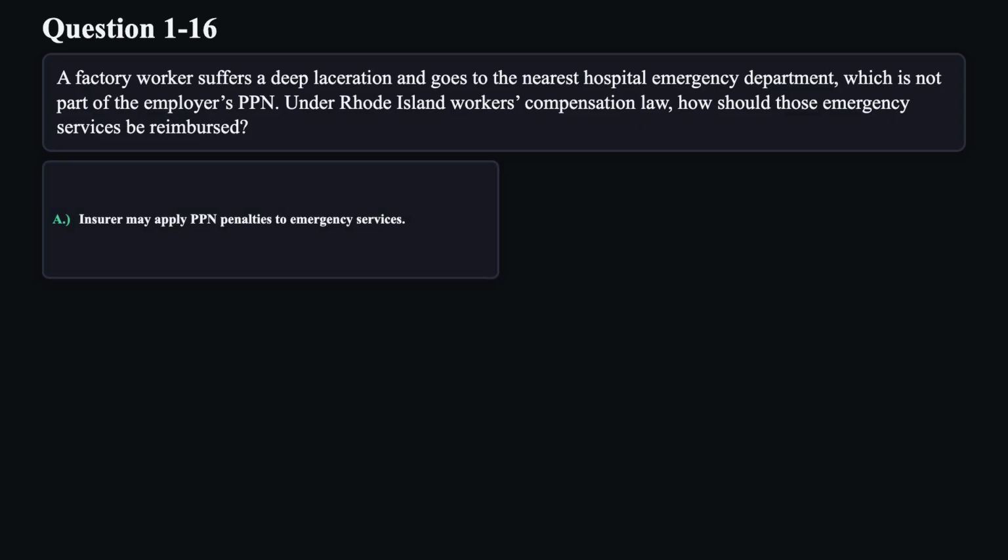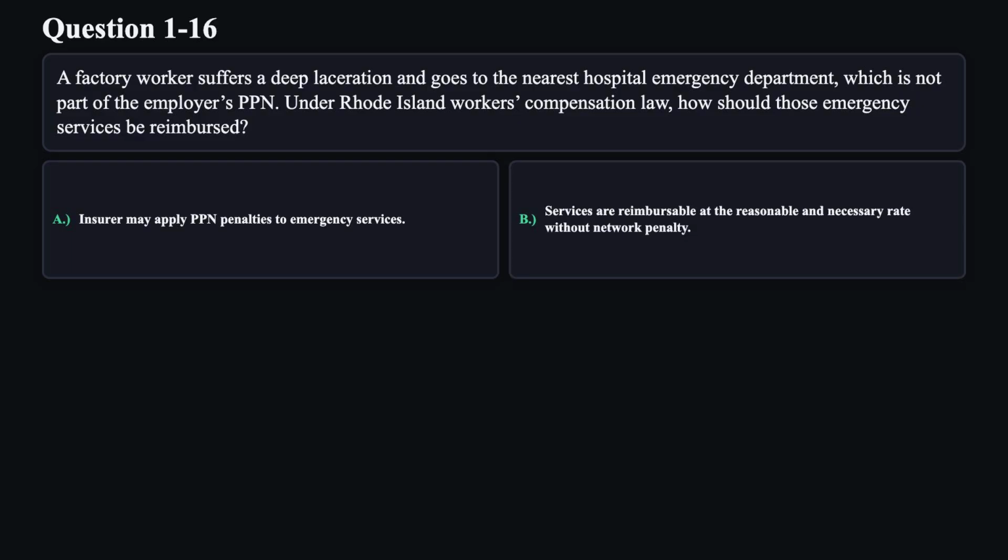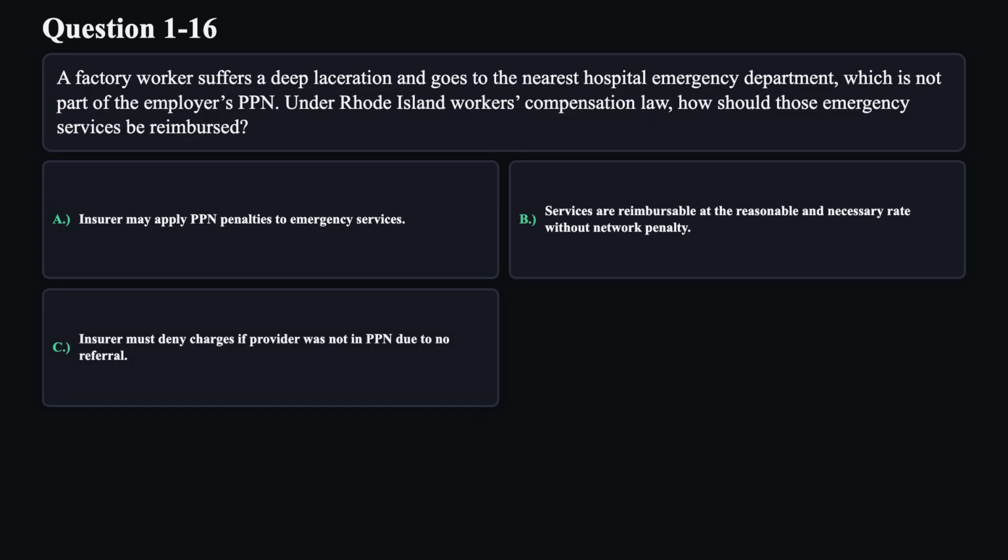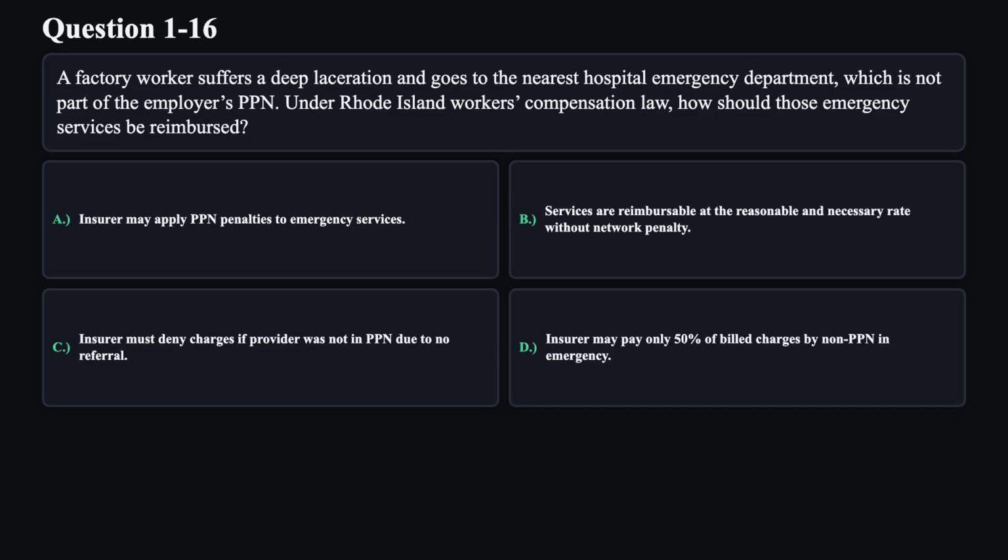A. Insurer may apply PPN penalties to emergency services. B. Services are reimbursable at the reasonable and necessary rate without network penalty. C. Insurer must deny charges if provider was not in PPN due to no referral. D. Insurer may pay only 50% of billed charges by non-PPN in emergency.